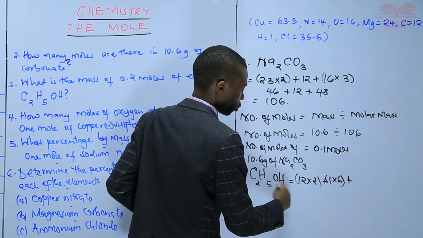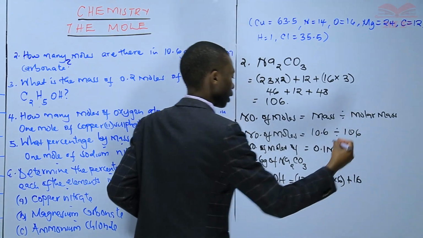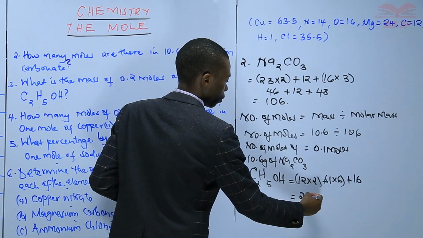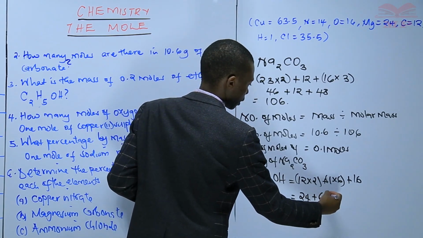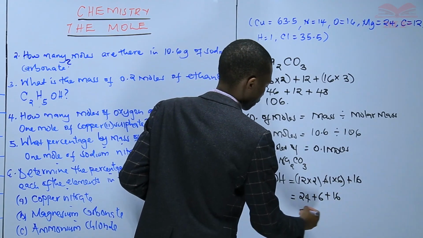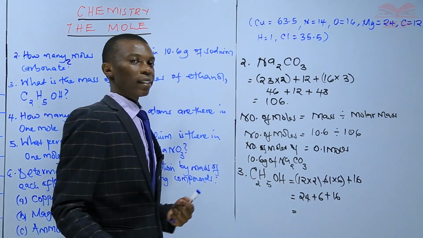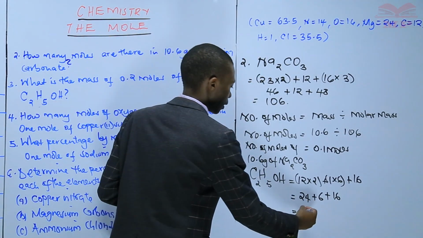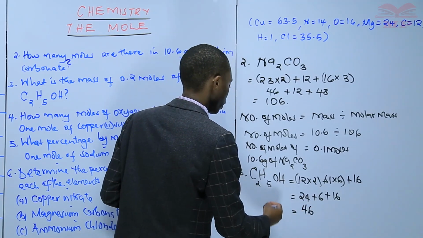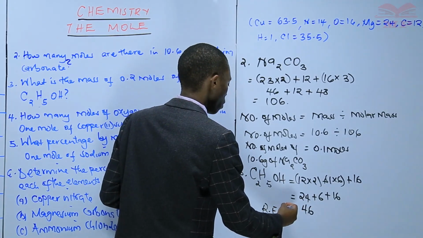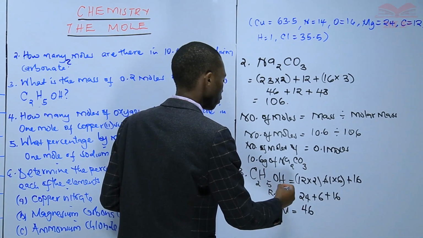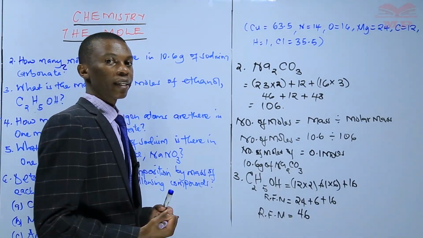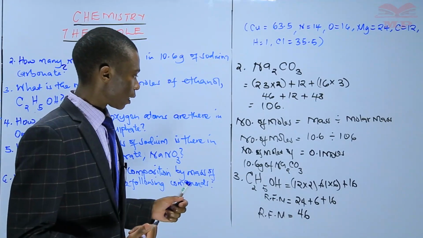And then we have the mass of oxygen, which is 16. This will be 24 plus 6 plus 16. 24 plus 6 is 30, then 30 plus 16 is 46. Therefore, 46 is the relative formula mass. The relative formula mass of ethanol is 46.